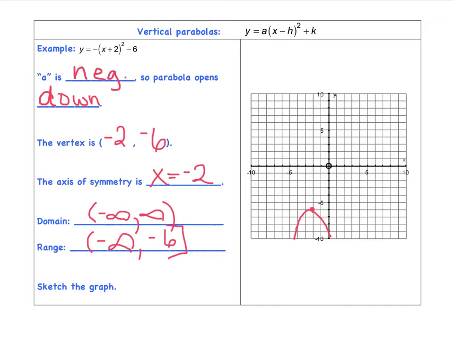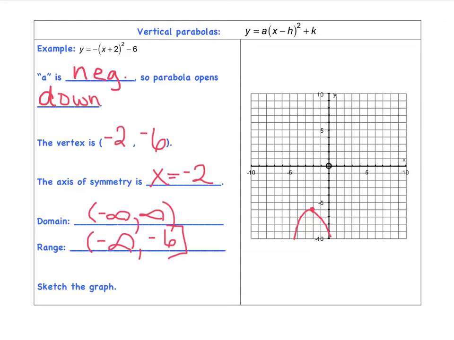Now it's easy to see that if this graph were to continue, it would go forever leftward and forever rightward. Therefore, we have negative infinity to positive infinity for the domain. But it starts, if you could say start, you can't really start at negative infinity, but we go from negative infinity all the way up to and including -6 for our range.